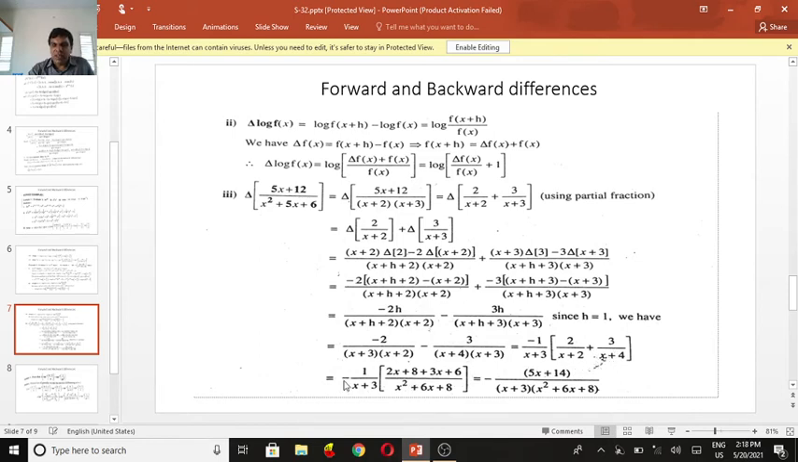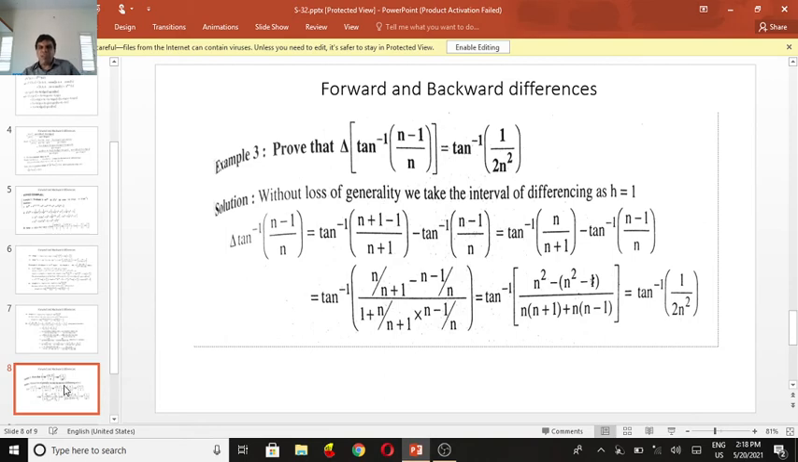So simplifying here, minus 1 divided by (x plus 3) of (2x plus 8 plus 3x plus 6) divided by x square plus 6x plus 8. Again simplifying, we get minus (5x plus 14) divided by (x plus 3) into (x square plus 6x plus 8).